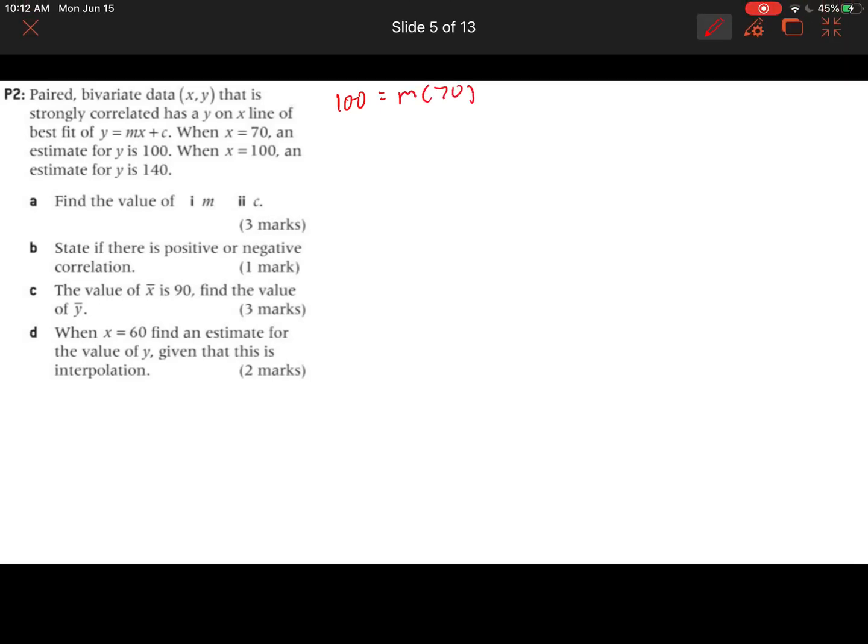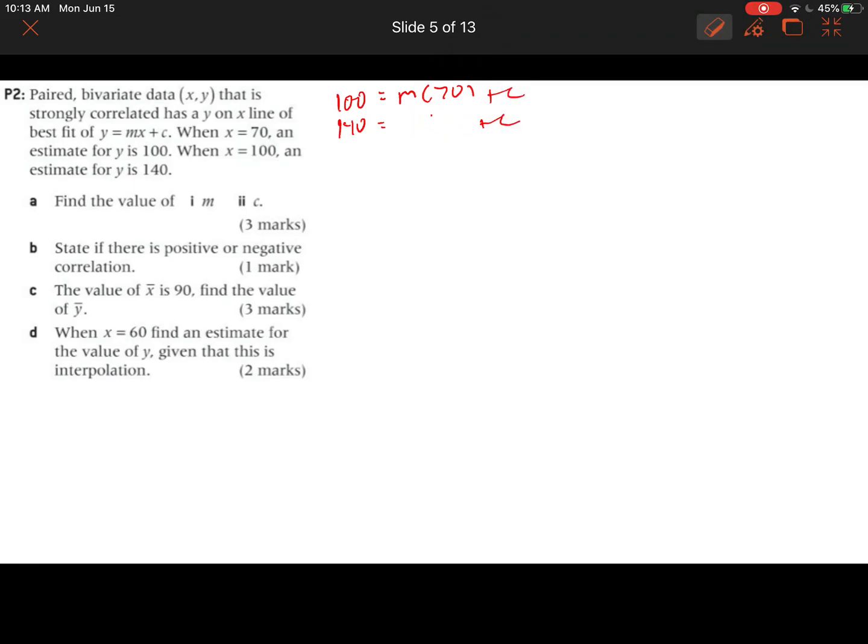Paired bivariate data xy that is strongly correlated has a y on x line of best fit of y equals mx plus c. When x equals 70, an estimate for y is 100. When x equals 100, an estimate for y is 140. We need to find m and c. So this is just a system of equations here. So we have 100 is equal to m times 70 plus c. And our second equation is 140 is equal to m times 100 plus c.